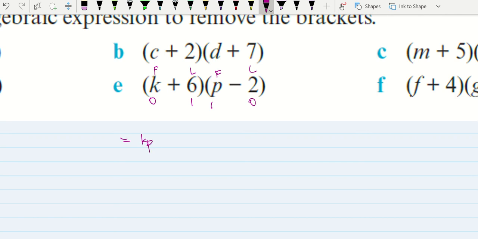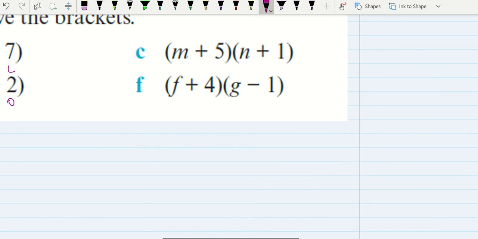They're all pluses in front of that, so let's do outer now. And we've got a negative 2 times k, so that's going to be a negative 2k. Now let's do my inner. I've got a plus 6 times p, so that's plus 6p. And let's do my last. I've got a plus 6 multiplied by a negative 2, so that's got to be a negative 12. I can see no like terms, so that's simplified.